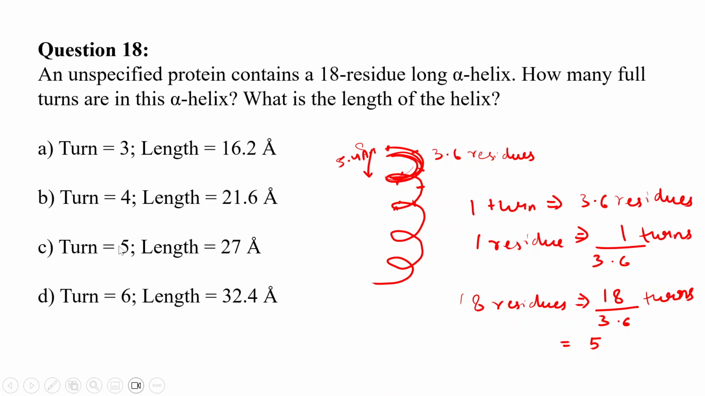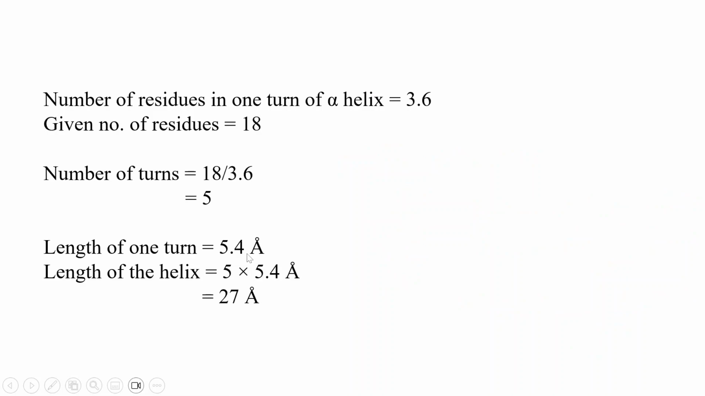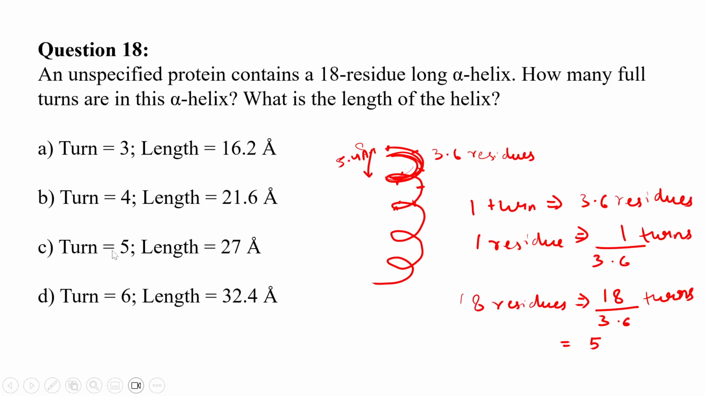Now the length of the alpha helix. I told you one turn is 5.4 angstrom. So if I have 5 turns, it will be basically 5.4 into 5. So the length of the total helix, an 18 residue long helix, will be 5.4 into 5, that is 27 angstrom. So we will have 5 turns in an 18 residue long alpha helix, and the length will be 27 angstrom long. I hope this is clear.